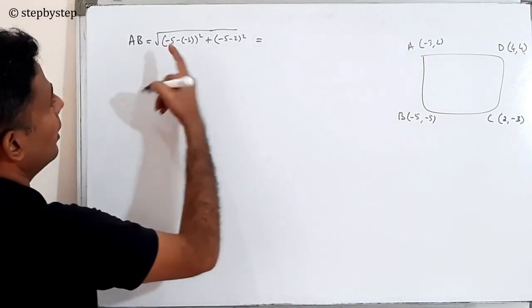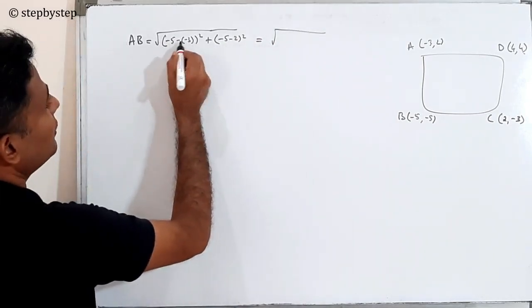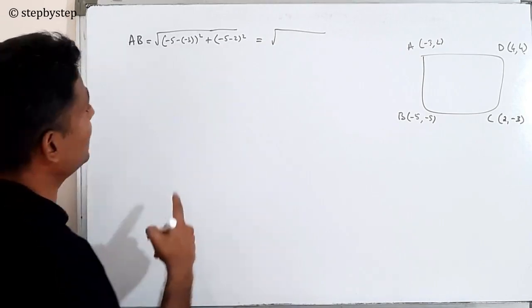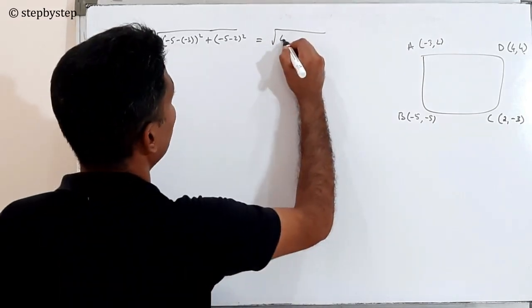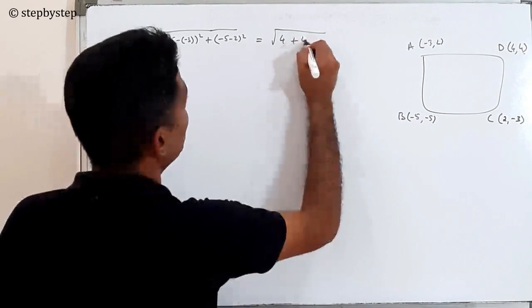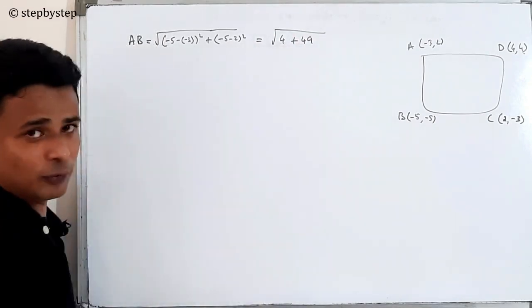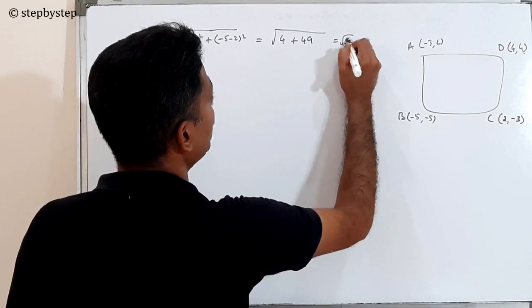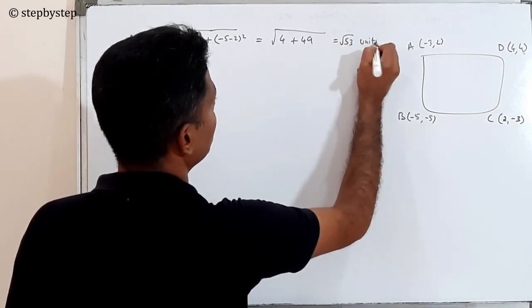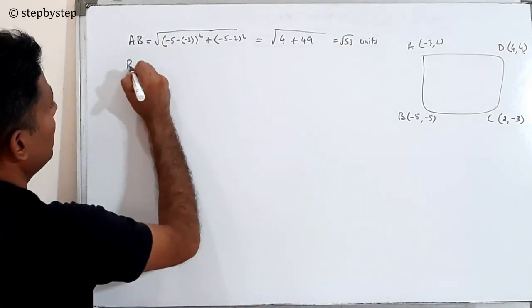So what do we get? Root of minus 5 minus of minus 3, plus 3. Minus 5 plus 3, and minus 5 minus 2 is minus 7. So minus 7 whole square, 49. So you get root 53 units, right? Next, I'll find BC.